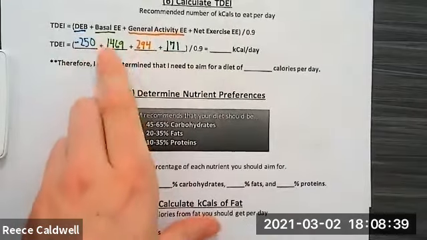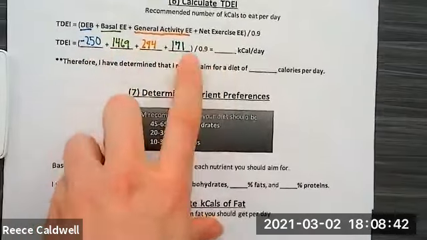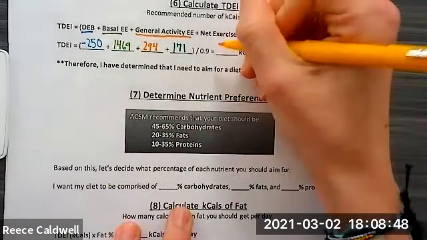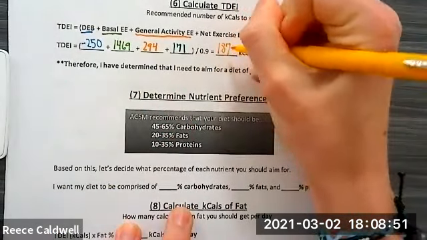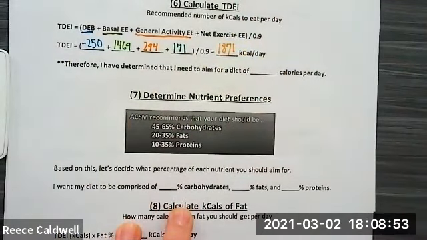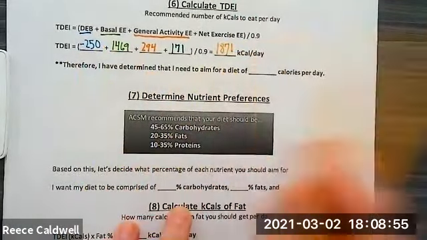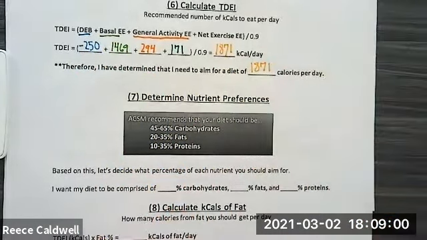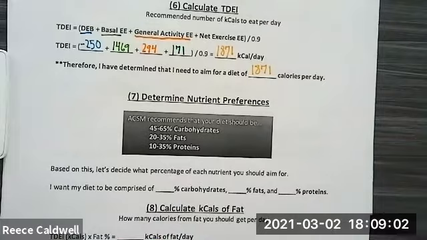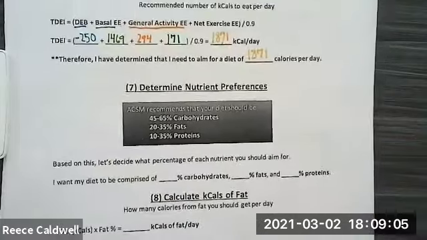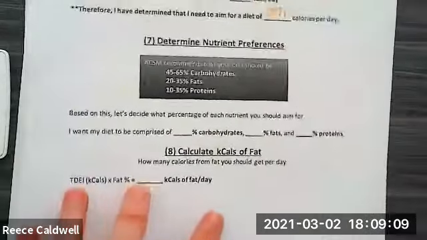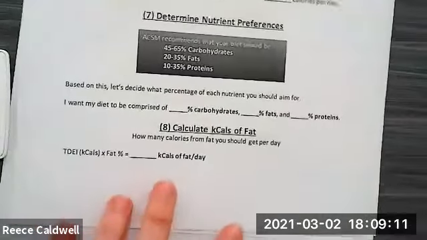So we're going to take that and combine it, and after we have combined it, we will divide it by 0.9. Once we divide it by 0.9, we will get our TDEI of 1,871 kcals per day. So this means that Kai should aim for a diet of 1,871 calories per day. So that is her goal. Now that we have her TDEI, we're going to determine the amount of fats that she needs to get in her diet.